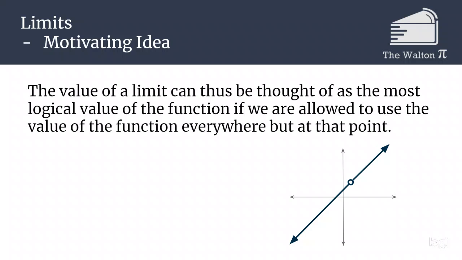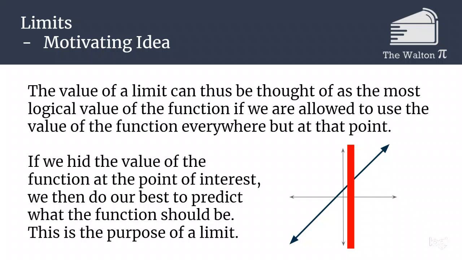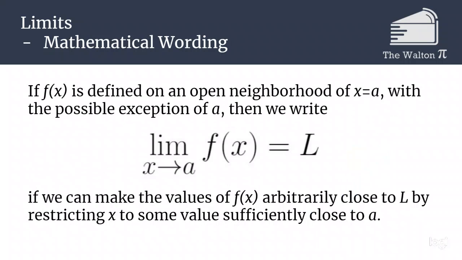So if we're looking at the function everywhere except that point, we can kind of visualize it as if we block off that section and try to extrapolate from the rest of the function what the value of the function should be. That's what the limit is going to be doing.